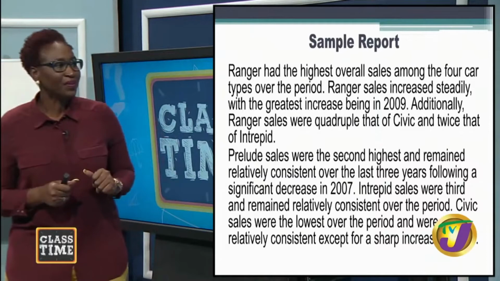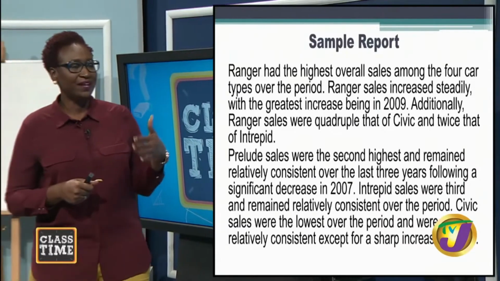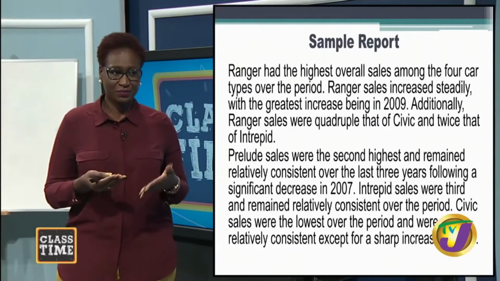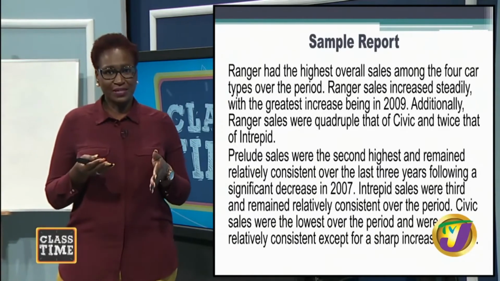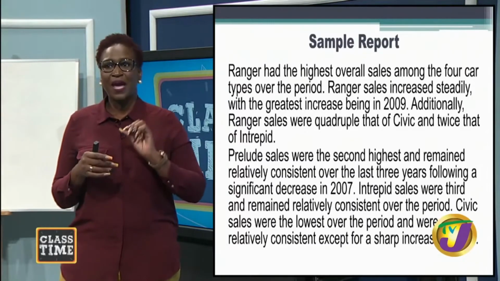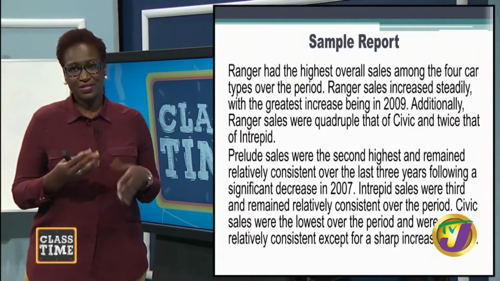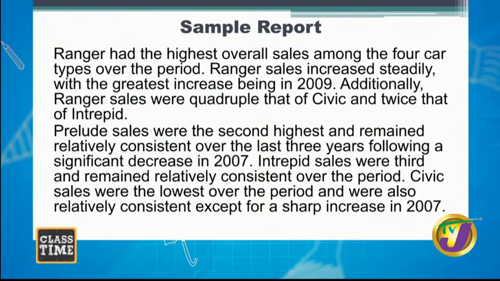So we can look at the fact that the Ranger had the highest overall sales among the four car types. And over the period, the Ranger sales increased steadily, as we noticed in the table, and it had the greatest rate of increase in 2009. Additionally, the Ranger sales were quadruple that of the Civic and twice that of the Intrepid. The Prelude sales were the second highest and remained relatively consistent over the last 3 years, following a significant decrease in 2007. Now we're moving into the Intrepid.